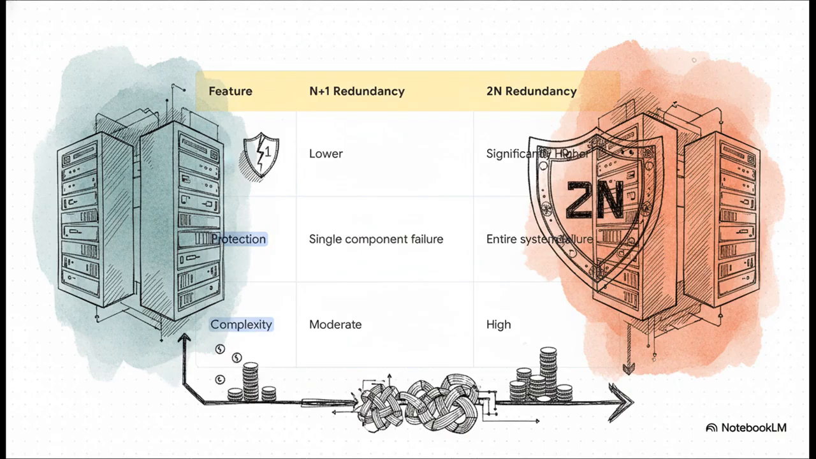And this table right here just lays out that fundamental trade-off perfectly. You can see N+1 is less expensive and a bit simpler, but it really only protects you from one thing failing at a time. 2N, on the other hand, gives you protection against an entire system failure. We call that fault-tolerant. But as you can see, the cost and complexity go way, way up, because you are literally building and paying for two of everything.